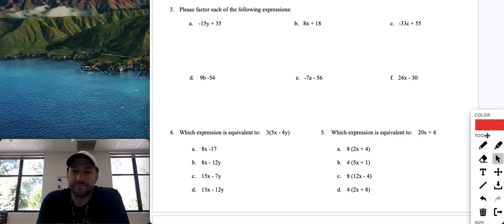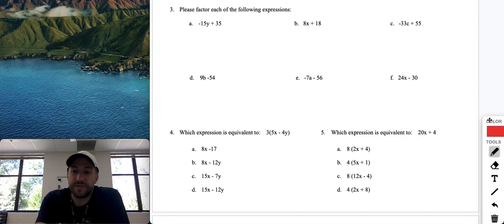Let's look at these. Now this one says, please factor these expressions. Whenever we factor, it's one of those few things in math that's actually named really appropriately. Whenever we're talking about factoring, it's basically the distributive property backwards.